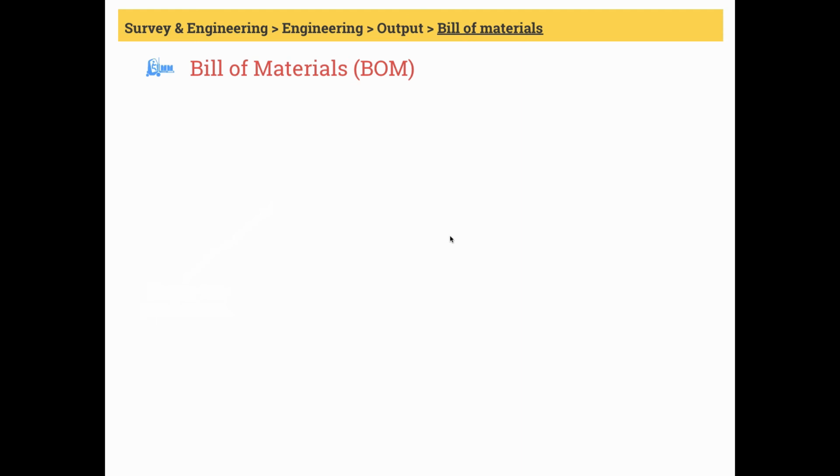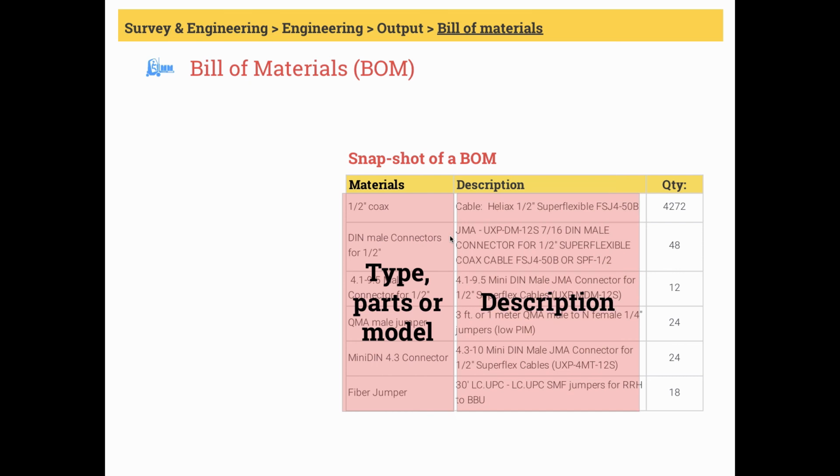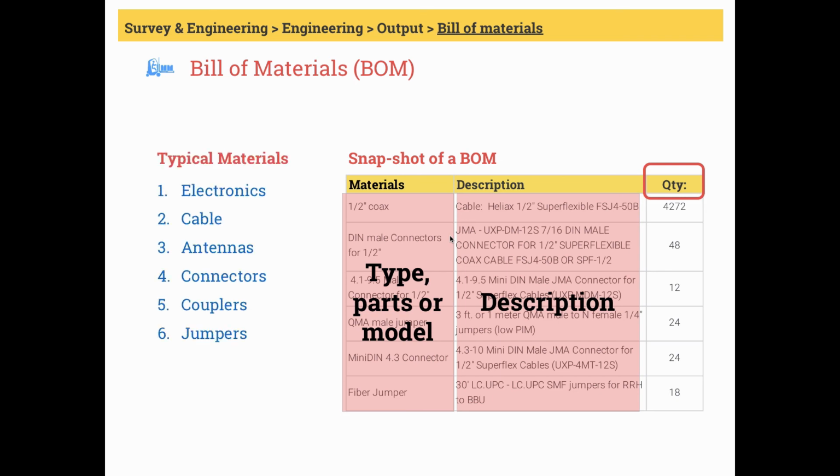Bill of materials lists all the materials needed to build the DAS. This is another very important part of the construction ready documents. Here is a snapshot of a bill of materials. It will show material parts or model, description of materials, and total quantities. Oftentimes, the integrator will submit this materials list with purchasing prices if you want the integrator to furnish them. Typical materials you will see on a bill of materials are electronics, cable, antennas, connectors, couplers, and jumpers.